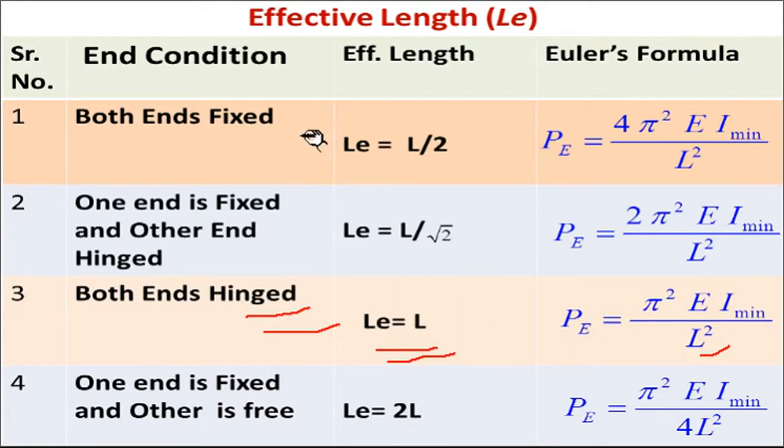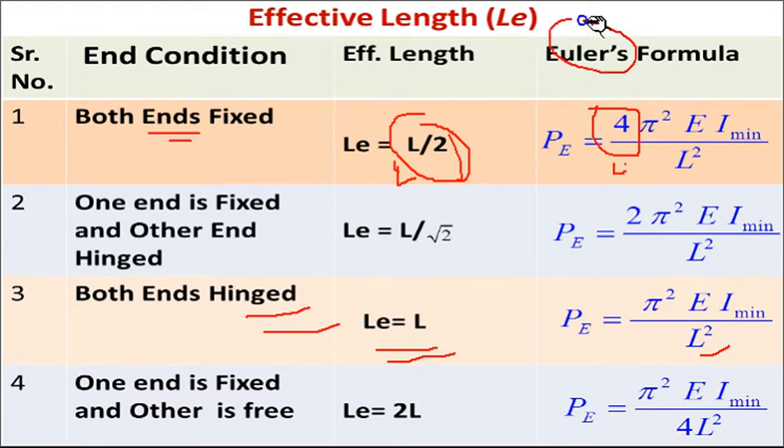Okay. When both ends are fixed, here in the denominator L_e has to be replaced by L by 2. If I square L by 2, L by 2 square means what? L square upon 4, that 4 will now be on the numerator. Means L by 2 squared is L square by 4, that L square will be on the denominator and that 4 will be on the numerator. Means when both ends of the column are fixed, Euler's formula will be 4 pi square EI minimum upon L square.